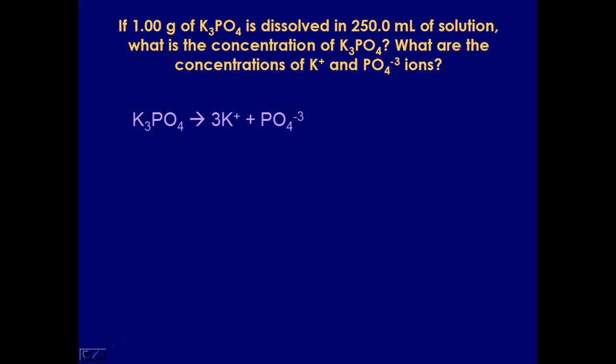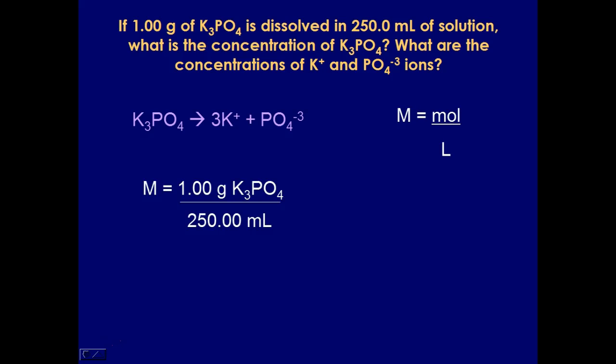This time we're taking 1 gram of potassium phosphate and we're dissolving it in 250 milliliters of solution. We want to determine its concentration and the concentration of the ions. So we're going to use our molarity equation and we're going to take the grams of K3PO4 like we did in the previous example and divide it by the volume, 250.0 milliliters of solution.